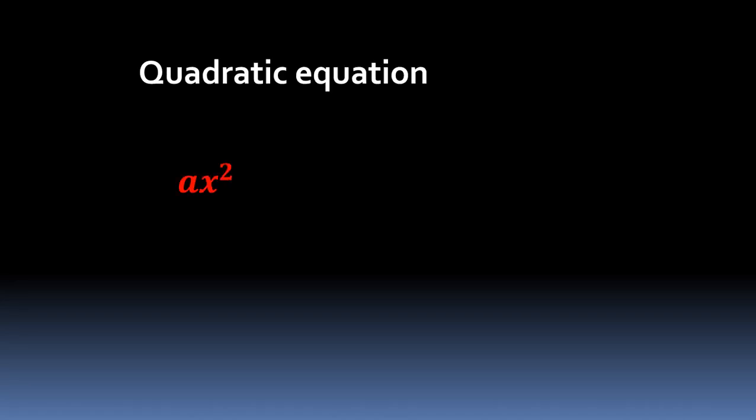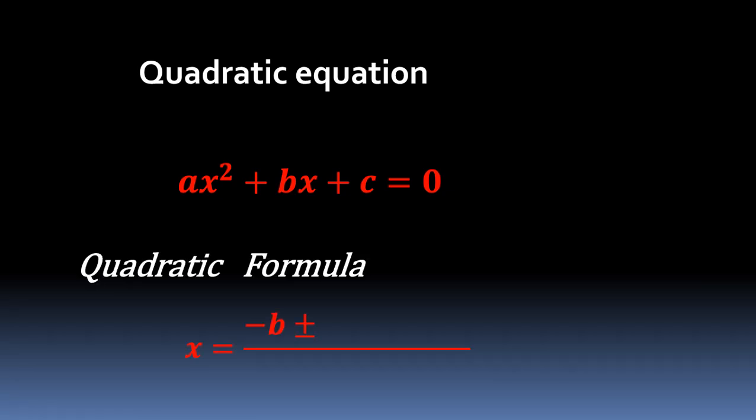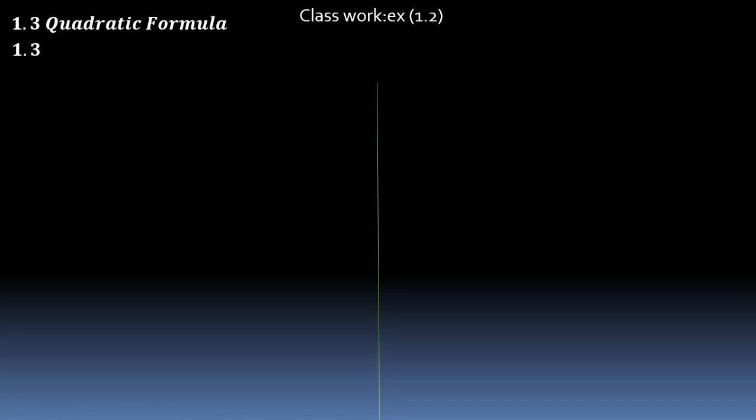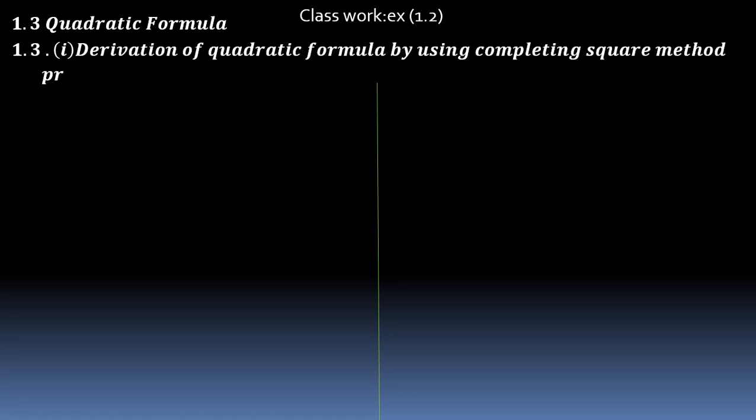Quadratic equation: ax squared plus bx plus c is equal to 0. It is the standard quadratic equation. Quadratic formula: x is equal to minus b plus minus under root b squared minus 4ac upon 2a. Class work, exercise 1.3: derivation of the quadratic formula by using the completing square method.